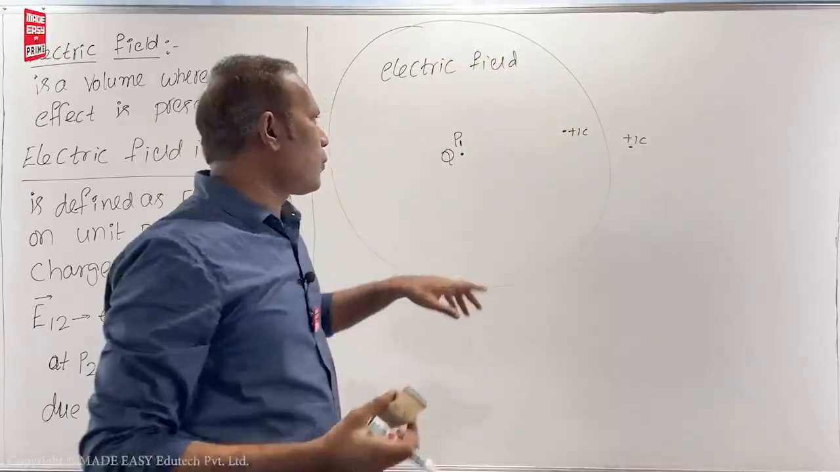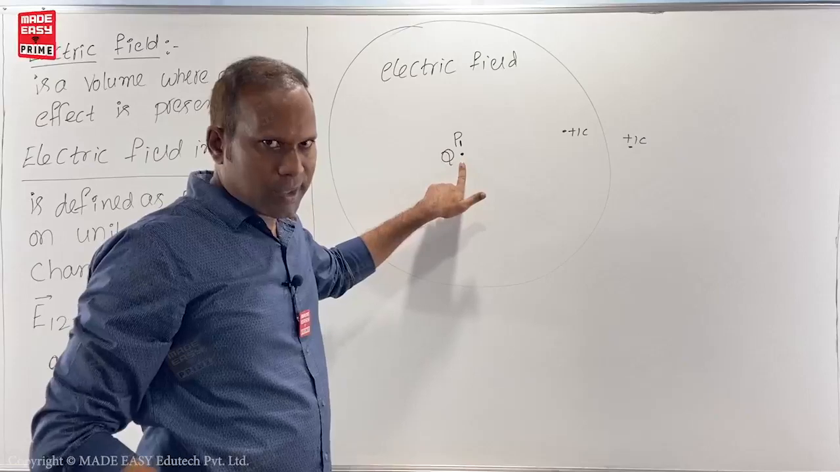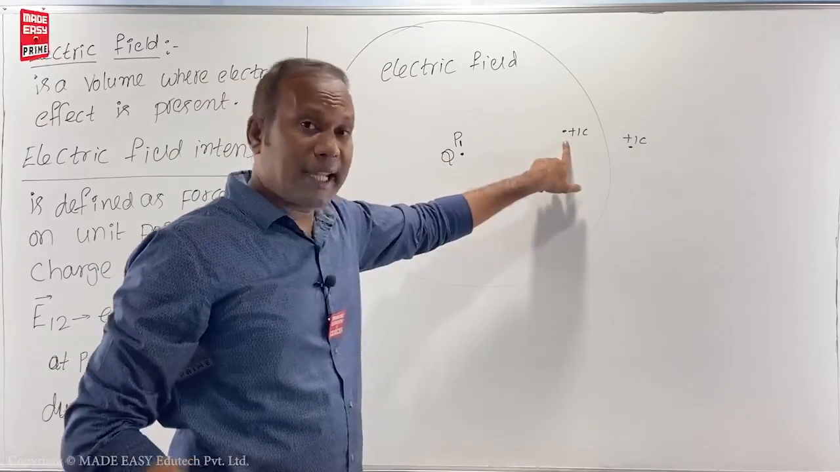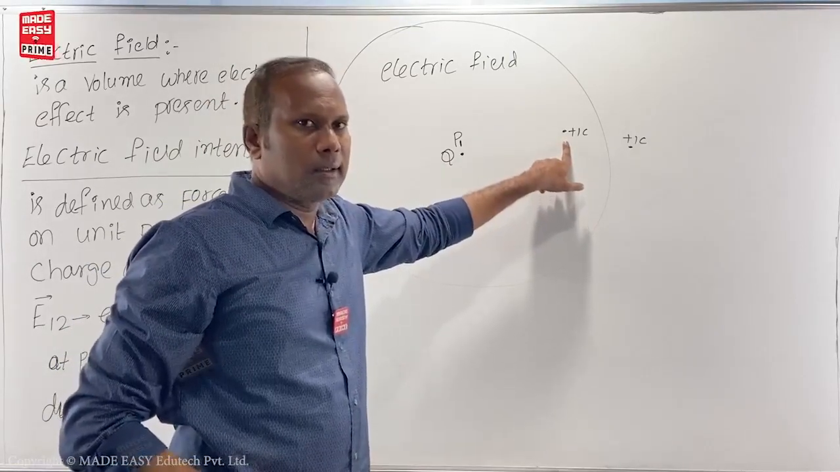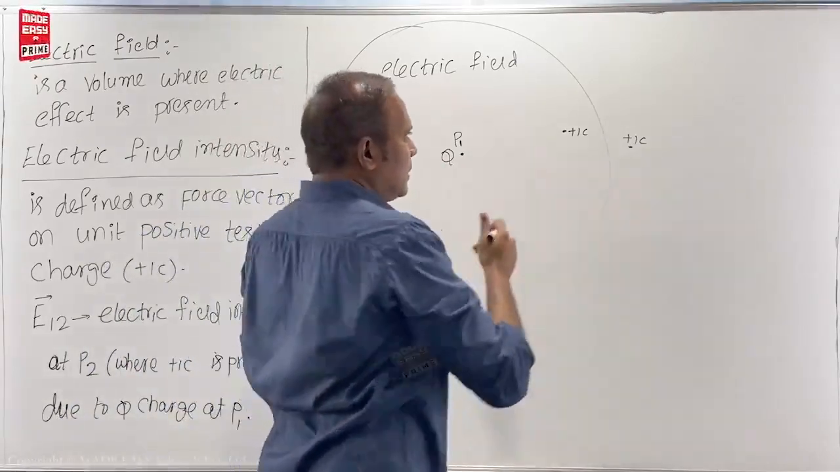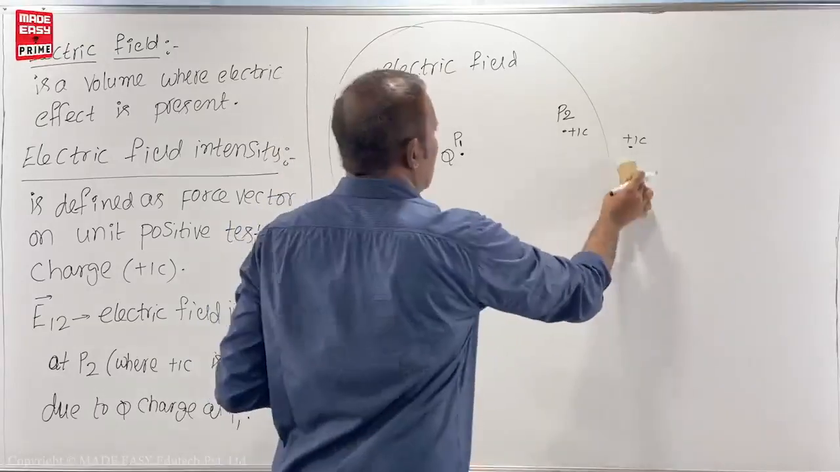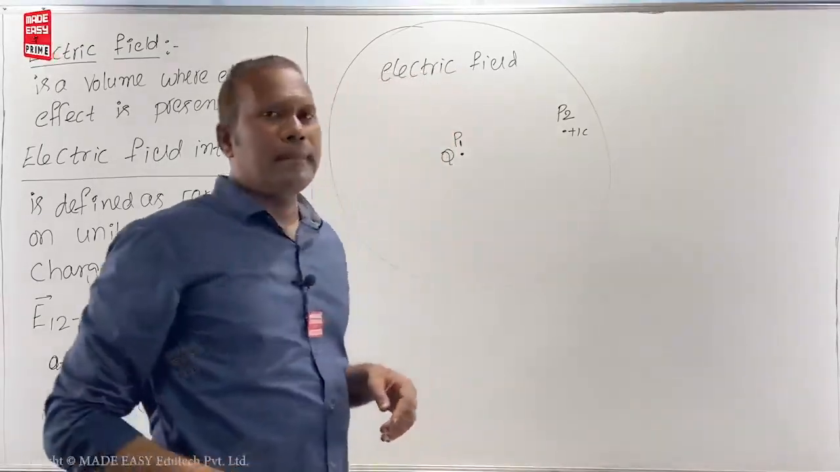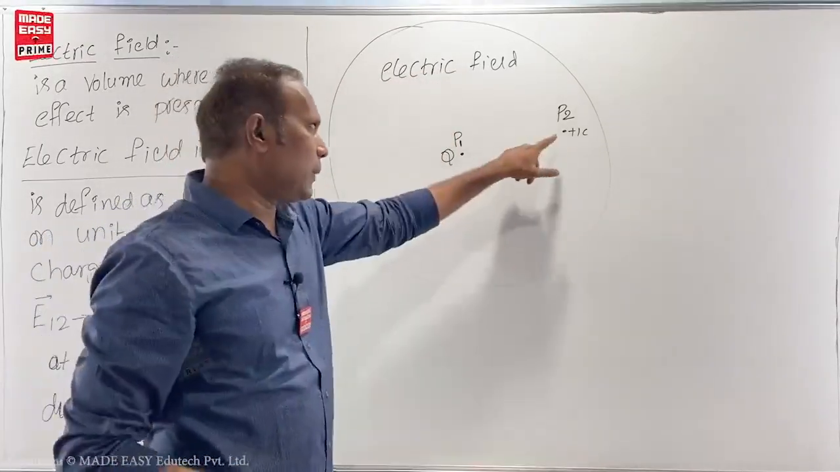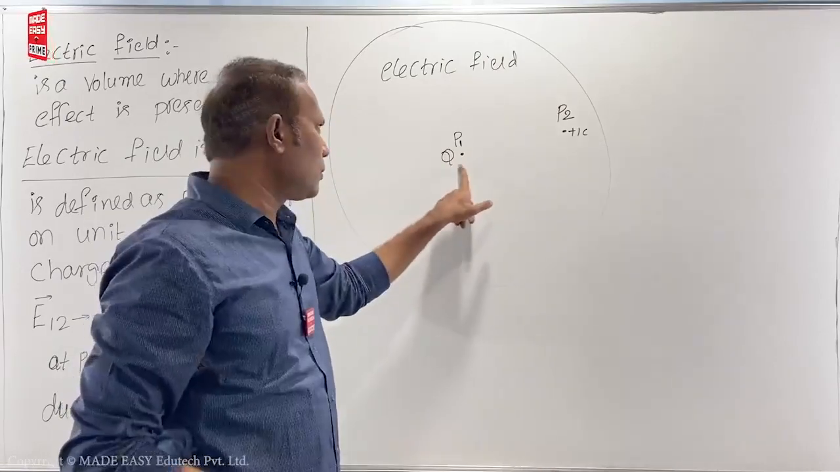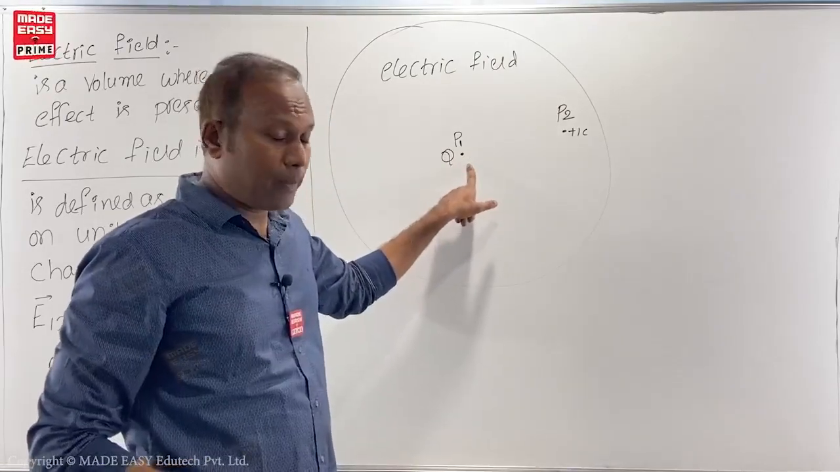Now, how much force is applied by this charge on this test charge? For example, this test charge is at point 2 location. Then that is called the electric field intensity at point 2 due to Q charge at point 1. Once again I am repeating.